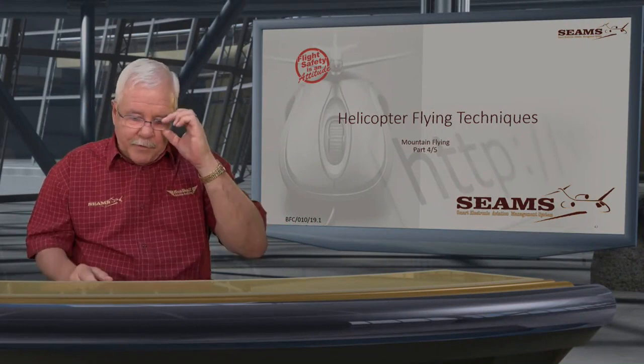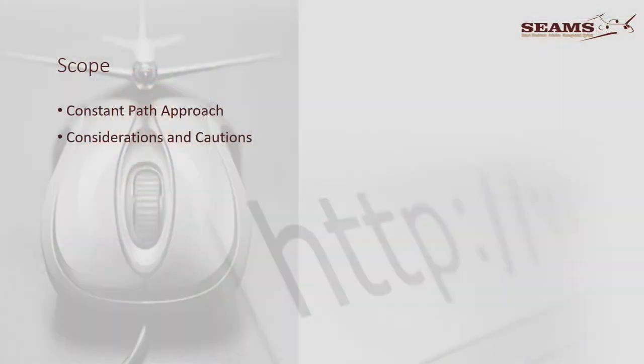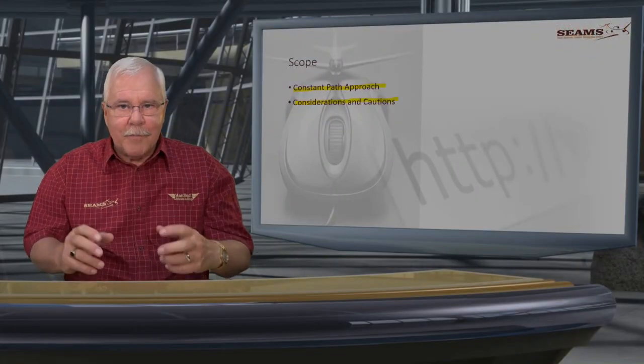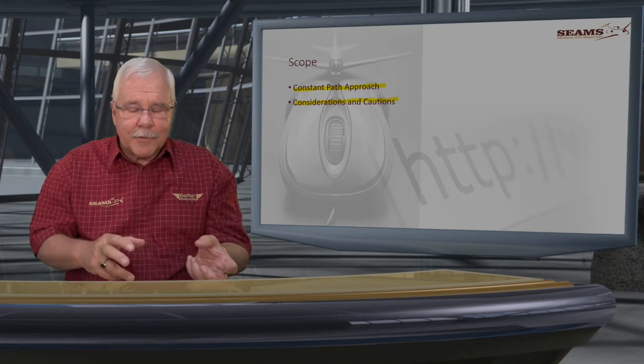Right, welcome to the fourth out of 5 presentations on mountain flying techniques, and let's see what I've got this round for you. First, now we're getting to the real stuff: the constant path approach, and then considerations and cautions. Now, the constant path approach, or the constant angle approach.